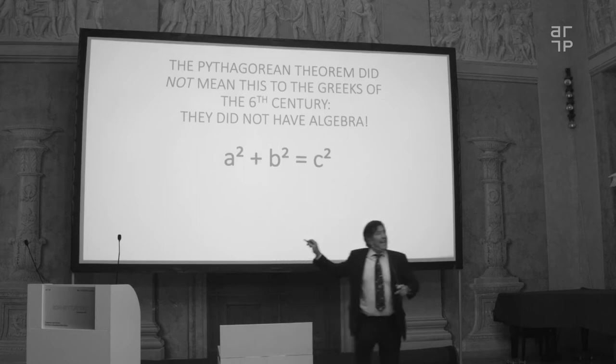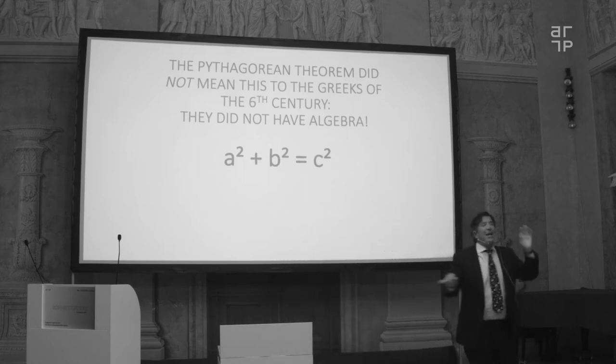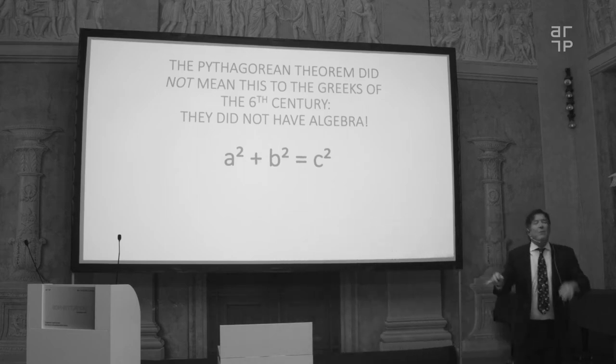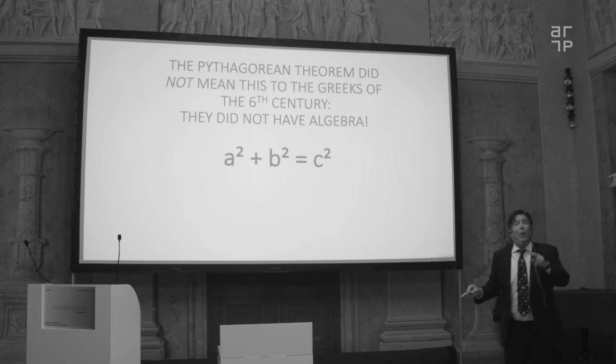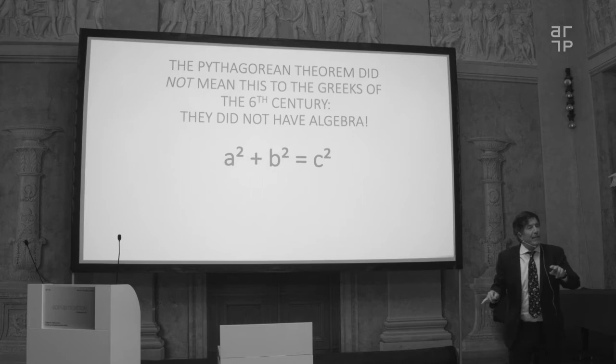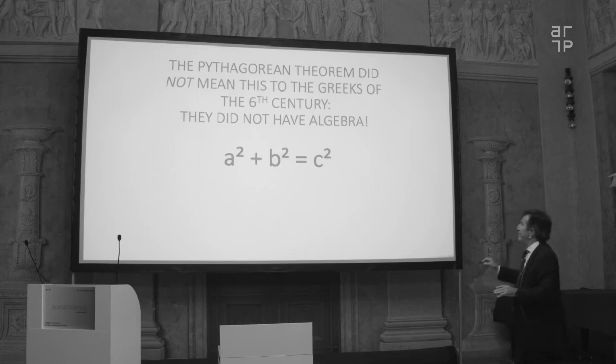If you think it's a squared plus b squared equals c squared, you'll never find it, because the Greeks didn't have algebra. That's algebra. And the only two proofs that we have from the Greeks are in Euclid, book 1 and book 6. No numbers are used. It has nothing to do with numbers. The wrong thing if you want to make some discovery.